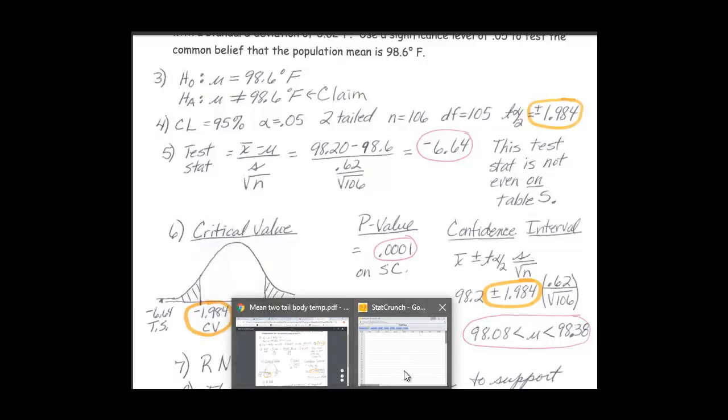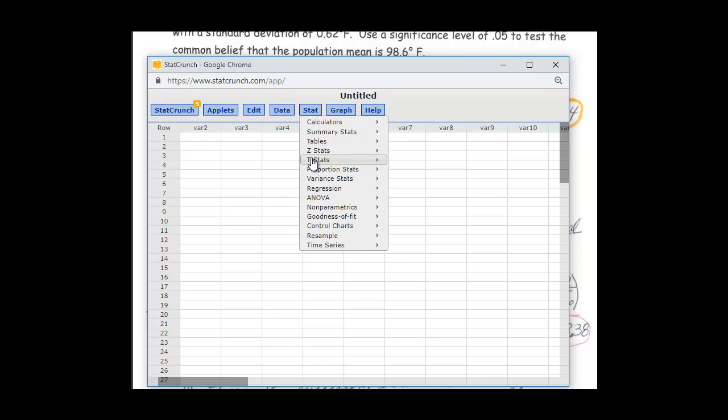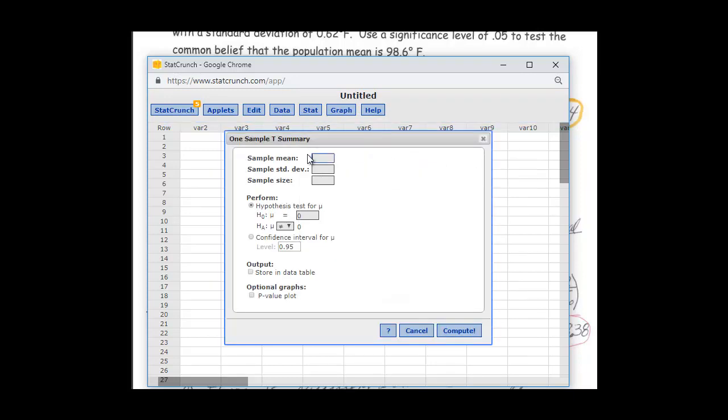So I will do that now. I'm going to go into StatCrunch. I'm going to go down to t-statistics. We've got one sample with summary, and I need to put in our sample information, which is 98.2, what our sample mean was. Our standard deviation was 0.62, and our sample size was 106.